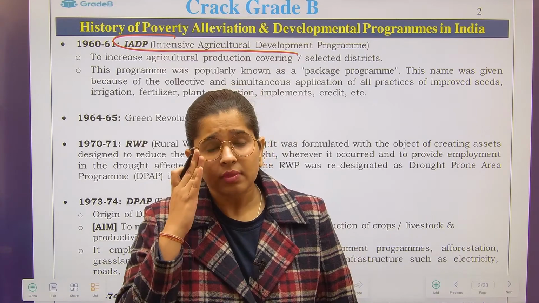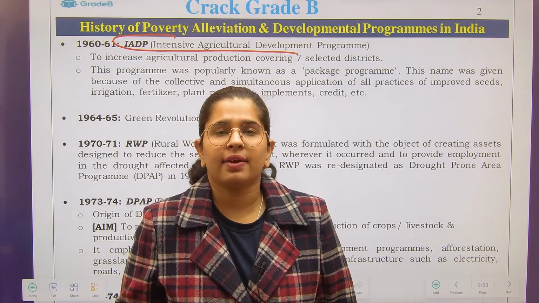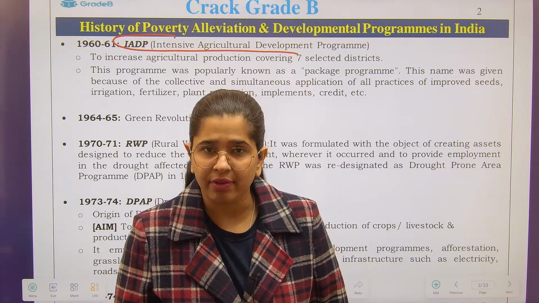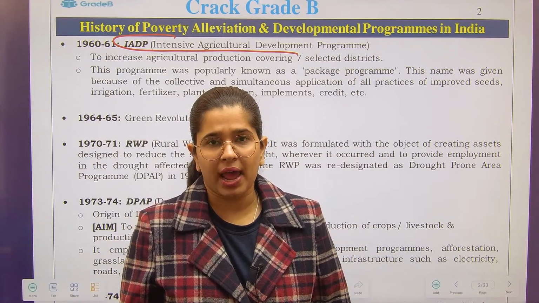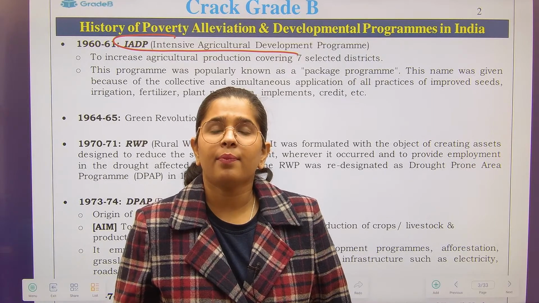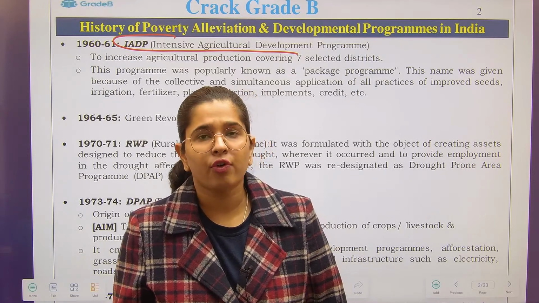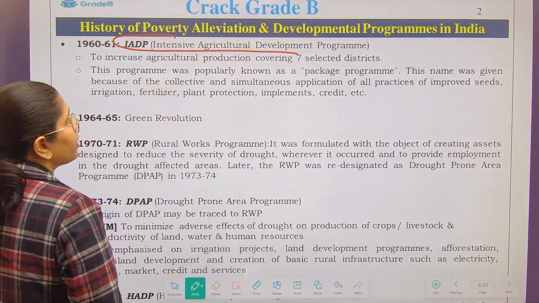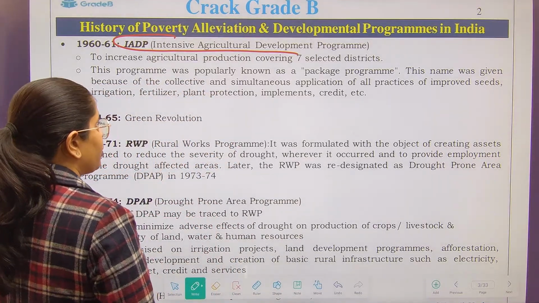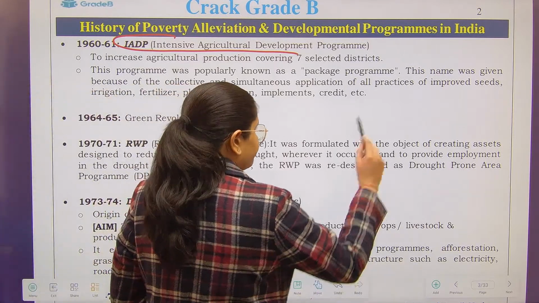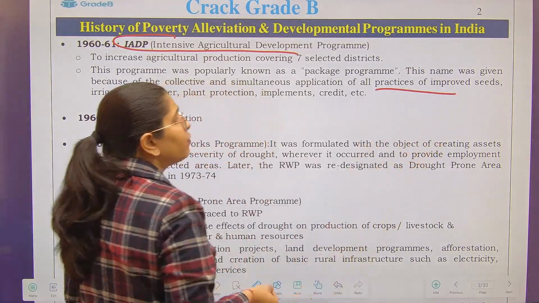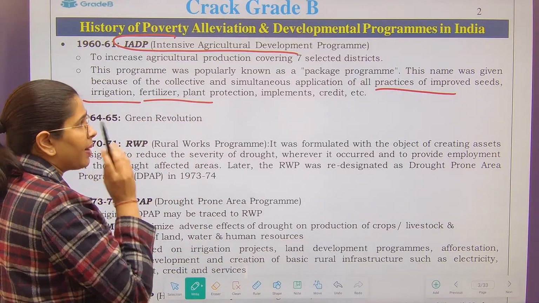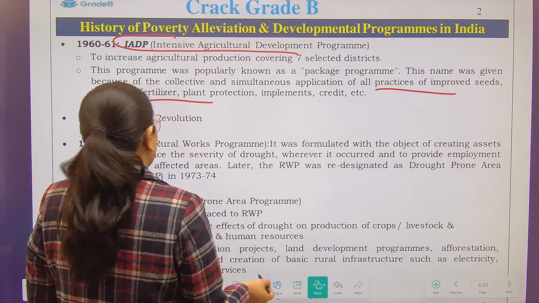At that moment India was short of food, and hence our focus was to have a food program so that we could progress on the front of food technology. The Intensive Agricultural Development Program was first started with 7 selected districts. The focus was the need of the moment: improved seeds, irrigation, fertilizers, plant protection, implements, credit, etc.